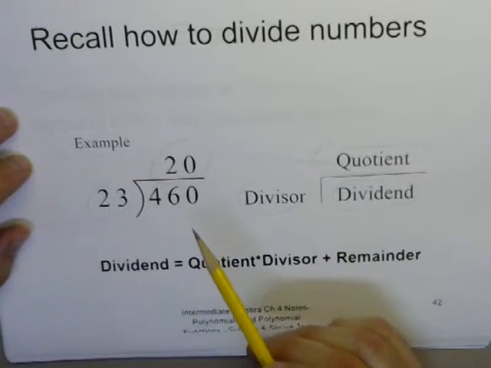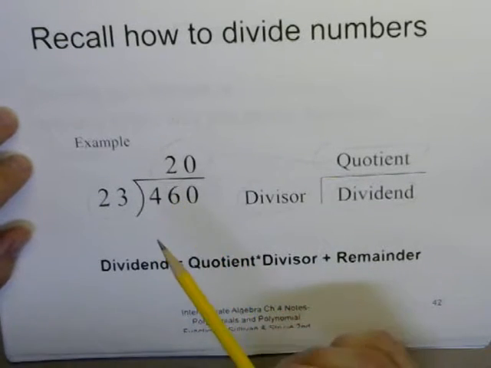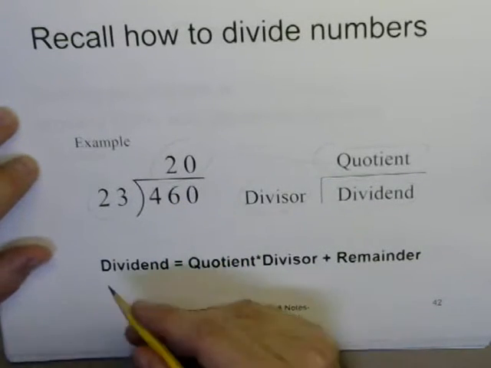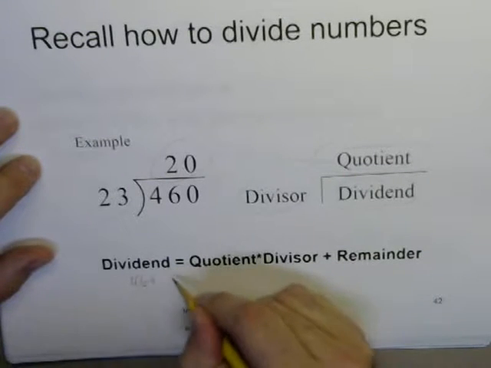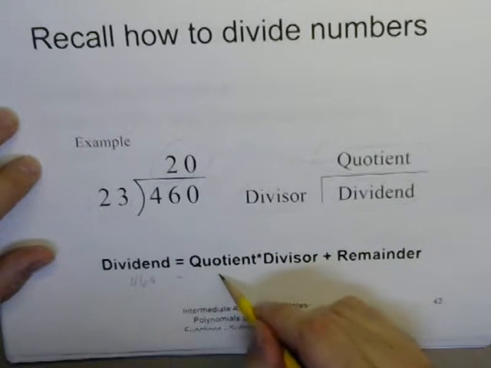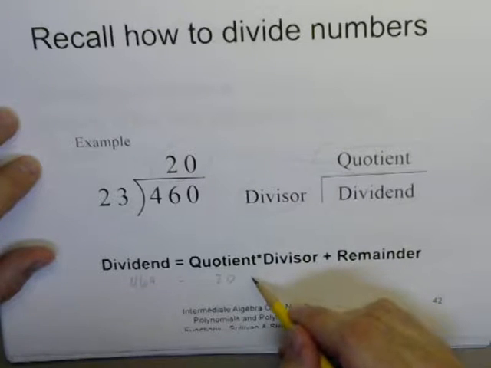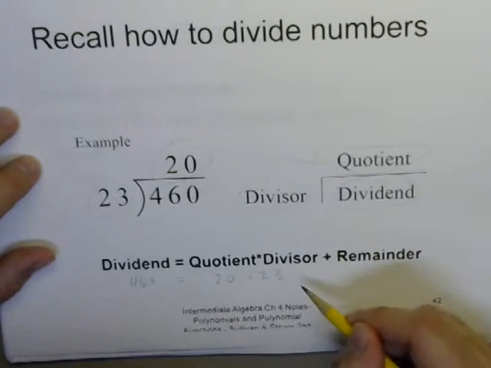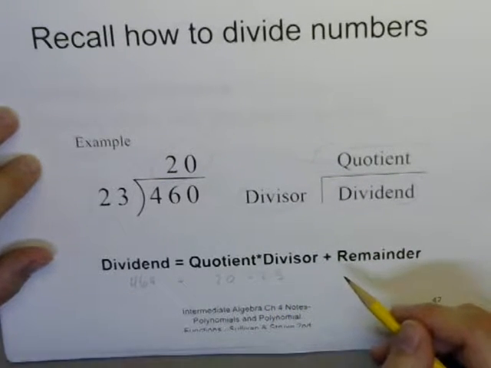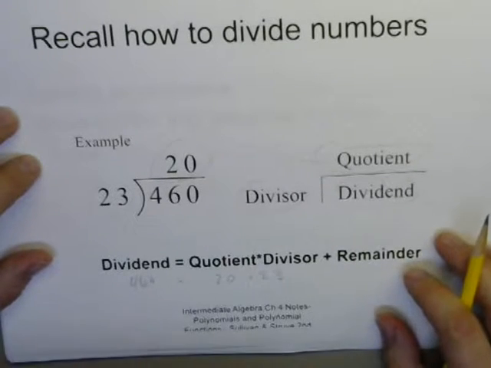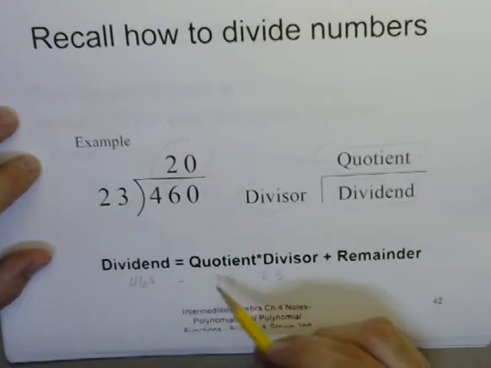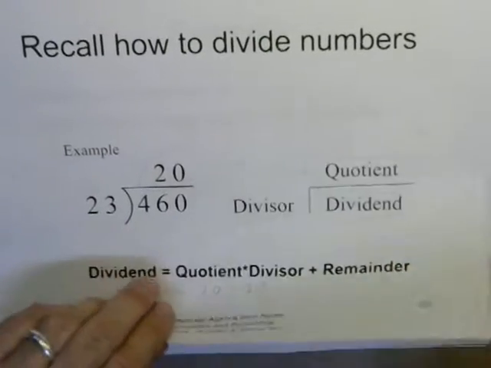One thing to remind you about is if you want to check your answer upon division, you can take the dividend, which in this case would be 460, and that should equal the answer, which is sometimes called the quotient, times the thing you're dividing by, plus the remainder if there is one. In this particular case, there is no remainder, so 460 should equal 20 times 23.